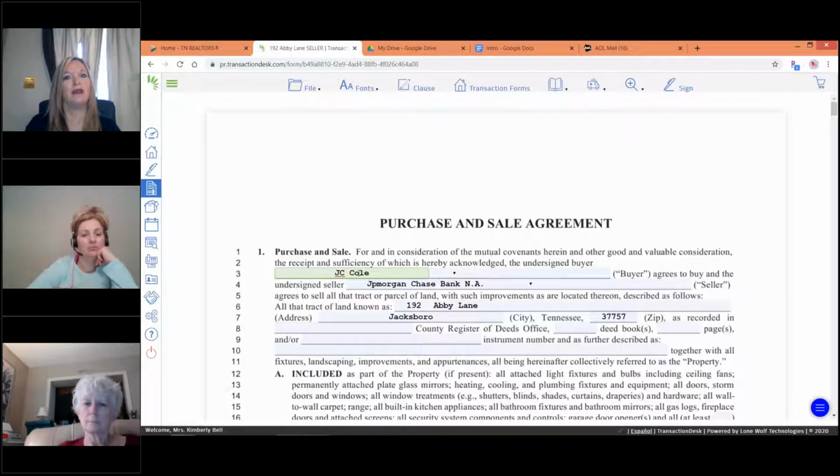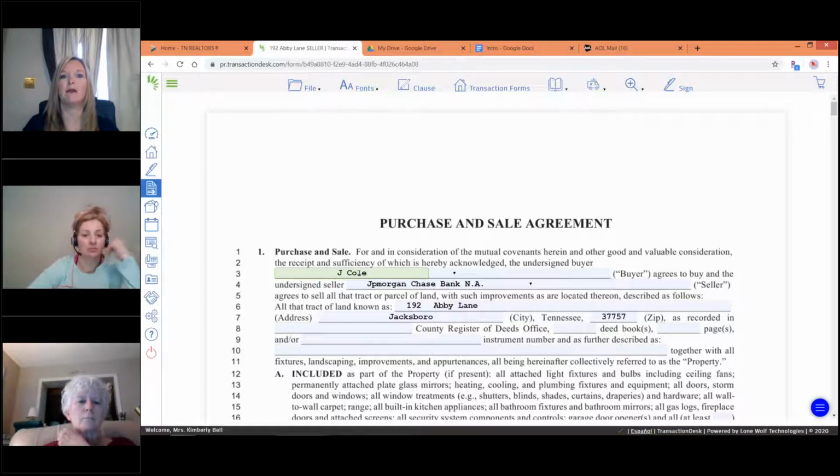So it would be Jimmy, or it would be James C. Cole and Jeanette C. Cole. This is just saying that this is the person that's going to apply for the loan. So if both parties are applying for the loan, then both parties need to be privy and sign the contract. So if Jeanette and Jimmy are applying for a loan, the contract itself should not just be in Jimmy's name.